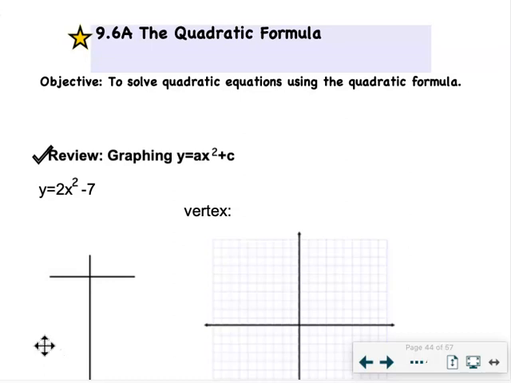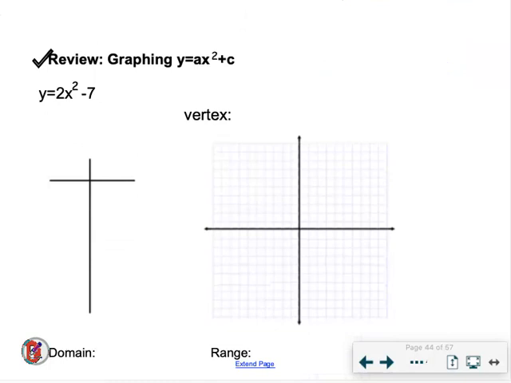Our objective today is to solve quadratic equations using something called the quadratic formula. So we've had a couple of different things that we've used to solve these quadratics, and now we just have to come up with our next way that we use whenever the methods we've learned so far don't work, which is what we'll talk about. So before we get into that, we have a reviewing problem.